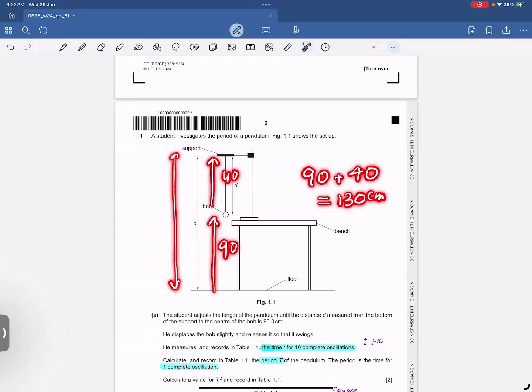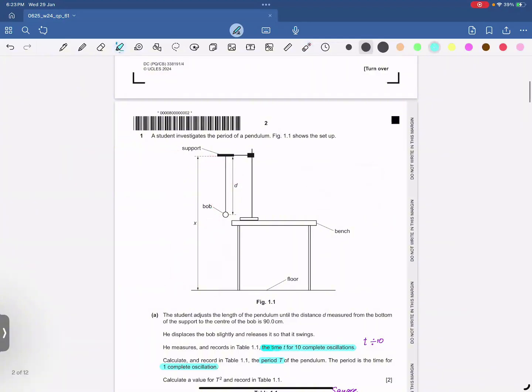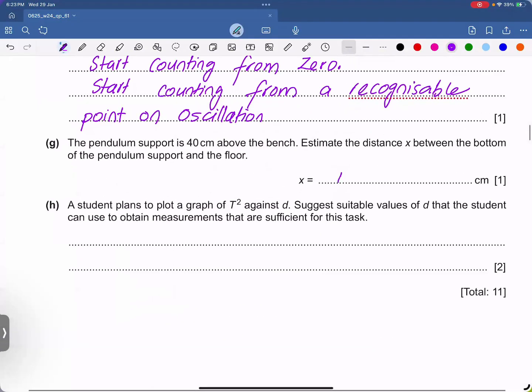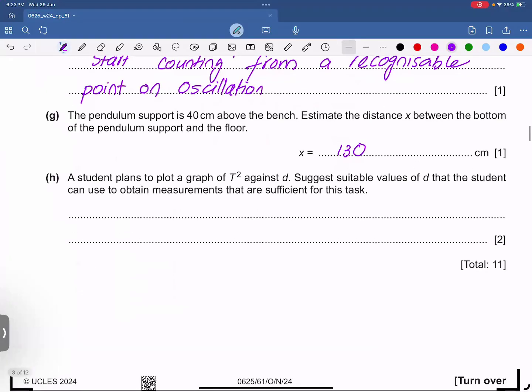I'm sure you got it. So the 90, they told you already in the question. Over here, I will just label for you that the center of the bob till the ground is 90. And now they told you this distance is 40. So total is 90 plus 40, 130 centimeters. Okay. Next question.